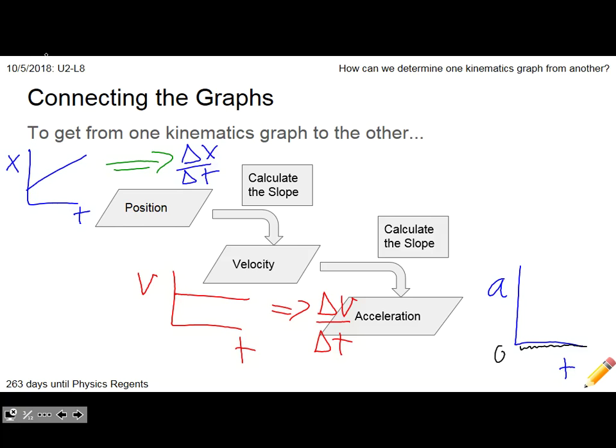Okay. Now, if we can use the slope to go in this direction, think of it like going kind of downhill from position to velocity to acceleration, we should be able to go the other way. I should be able to start with the acceleration, then figure out the velocity, and then figure out the position. Should be able to go in both directions. Think back to the 3 graph things we learned how to do at the beginning of this unit. What haven't we used yet?